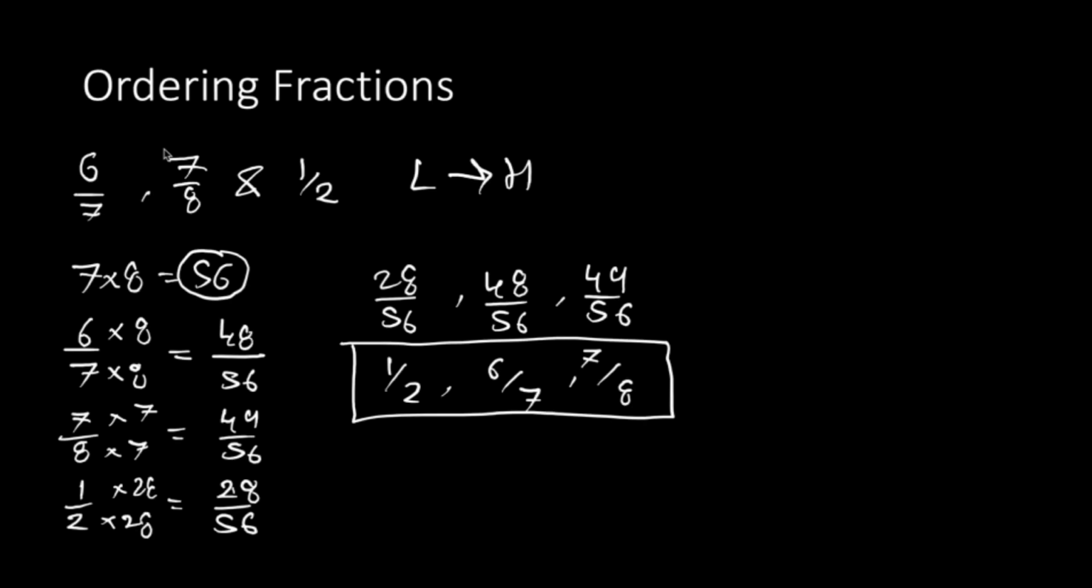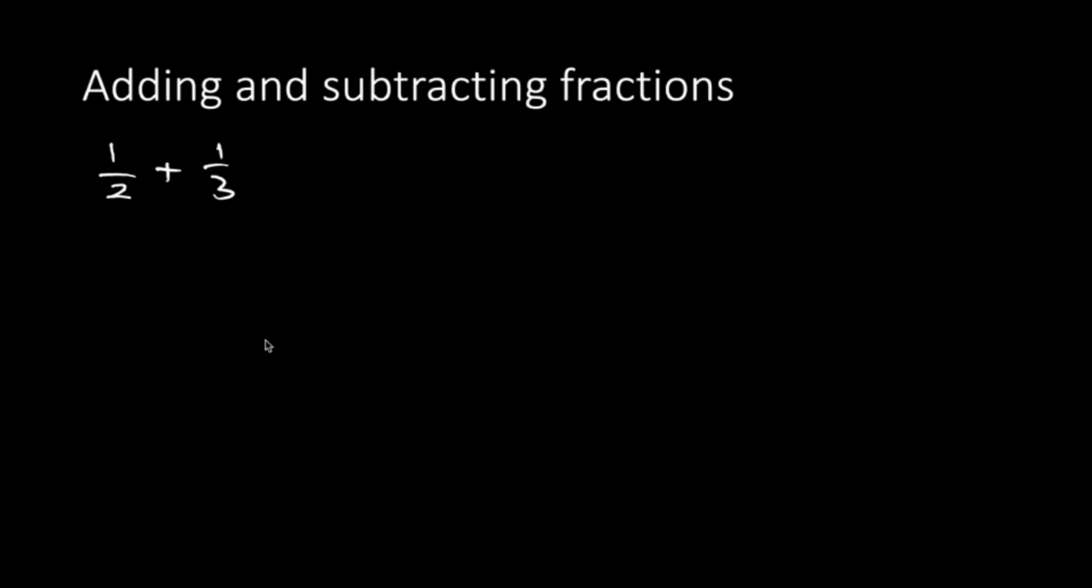Right, adding and subtracting fractions using the common denominator method. Half plus 1 over 3. How do you work this out? Same as ordering fractions. You find the common denominator by finding the lowest common multiple. So you do that by multiplying 2 times 3, which is 6.